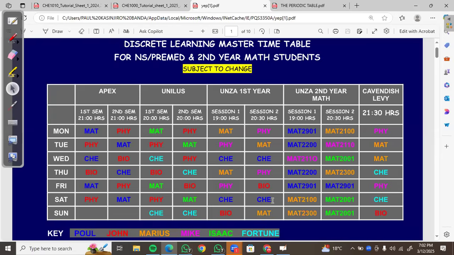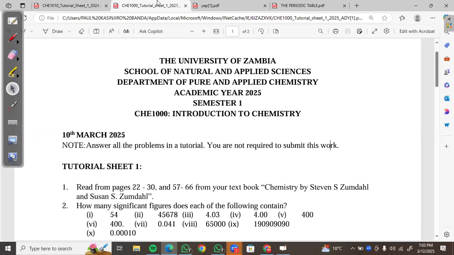The concepts that we are going to learn today will be the same concepts that we apply in chemistry 1010. So if you're for 1010, don't leave the meeting. You can still learn. As well as those who are doing chemistry 1000, on Saturday when we'll be solving the tutorial sheet for 1010, you can also be there because the concepts are just the same. Feel free to ask questions if you do not understand anything that I will be explaining.